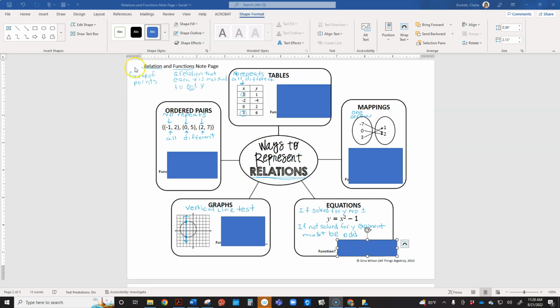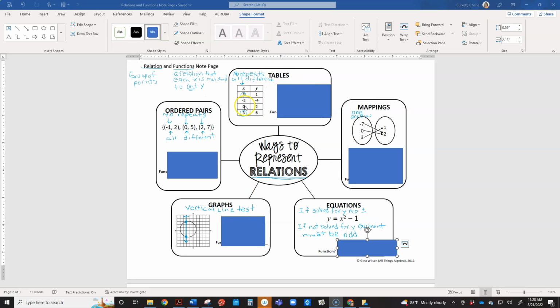So just to review, a relation is just a group of points. We're considering this group of points as a group. So any group of points can be considered a relation or called a relation. If that relation has a characteristic where each x is matched to only one y, then that relation can also be called a function. And the way you determine that depends on which representation of the relation you're looking at.